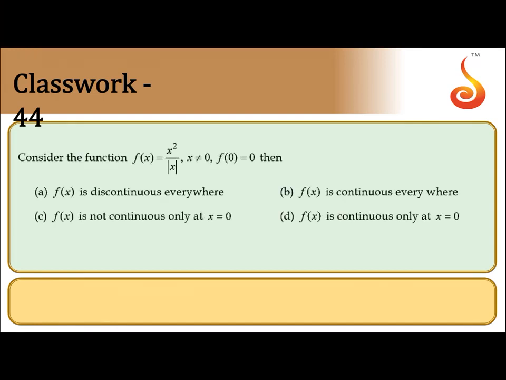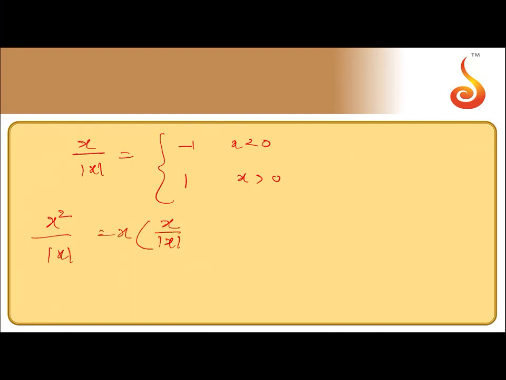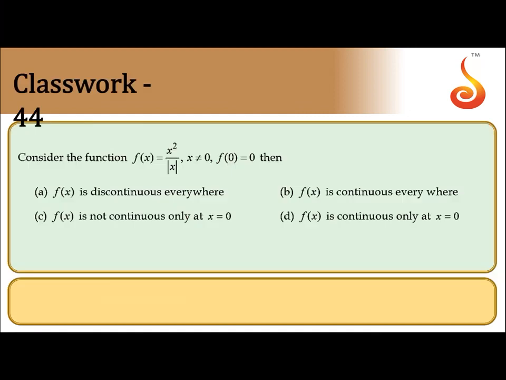Coming to the next one, 44. Consider the function f of x is equal to x square by modulus of x. Clearly you could see x by mod x. We know x divided by mod x is equal to minus 1 when x is less than 0, plus 1 when x is greater than 0. And if I take x square by mod x, this is x multiplied by x by modulus of x. So as x extends to 0, the result of this one is equal to 0. So therefore, it is a continuous function.